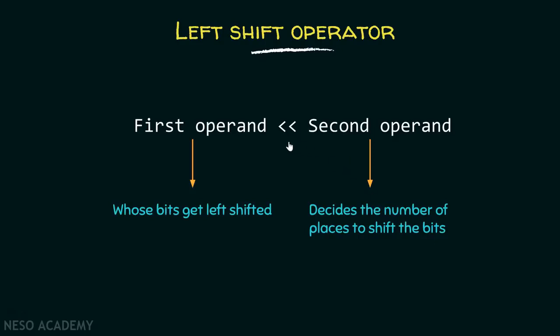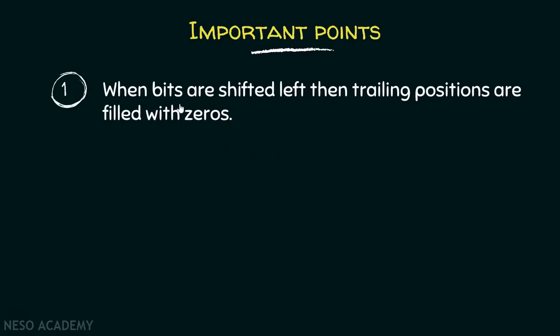In order to understand the concept of the left shift operator in detail, we will first cover some important points, and meanwhile we will also understand how the left shift operator works. Let's get into some important points related to the left shift operator. When bits are shifted left, then trailing positions are filled with zeros.